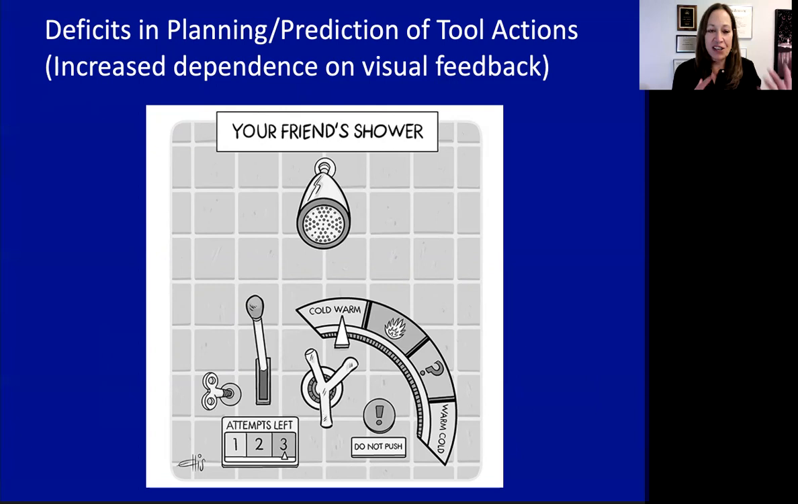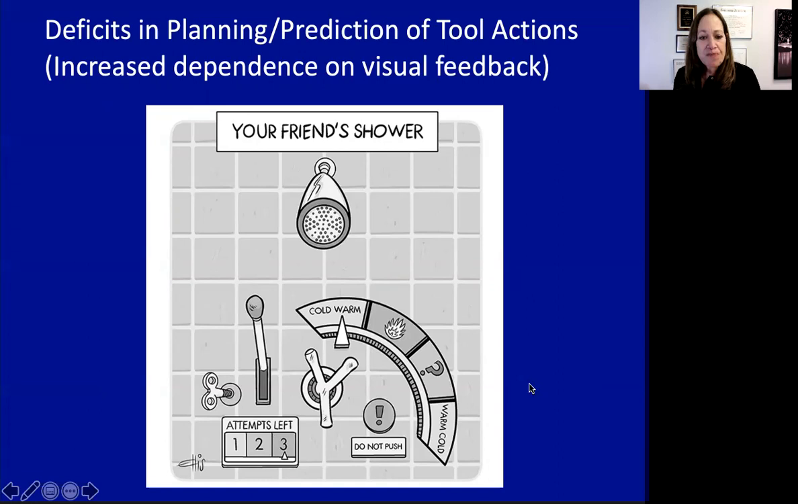We've all been there. And this illustrates a feedback driven action where you're waiting for that delayed water temperature to catch up with your action and you're adjusting your action belatedly based on the feedback that you're getting from the world. Versus when you're in your own shower, you know exactly what the dial looks like when it's turned the right way, and you know how to move your hand to turn it just the right way, and you can effortlessly predict just how warm that water will be. So that's a feedback versus feedforward driven action.